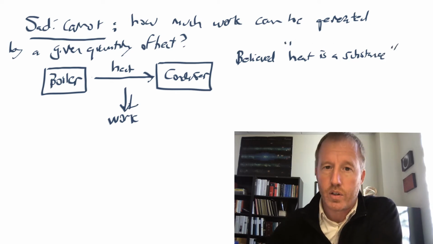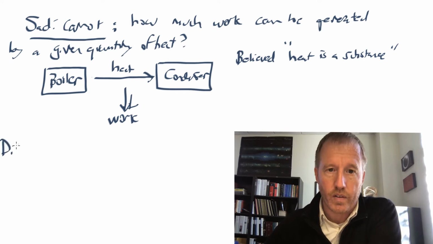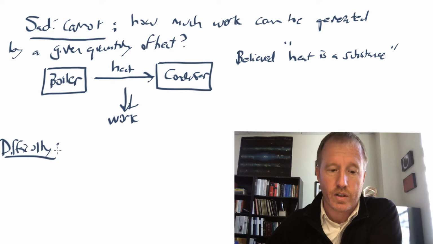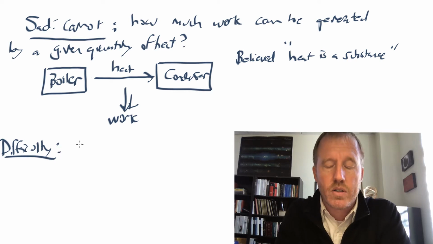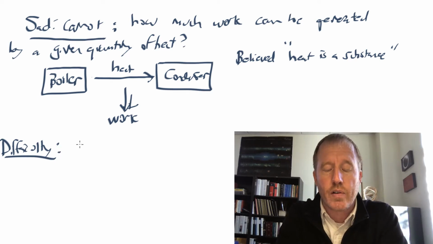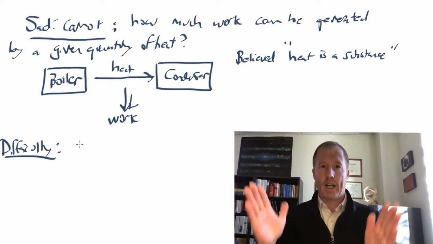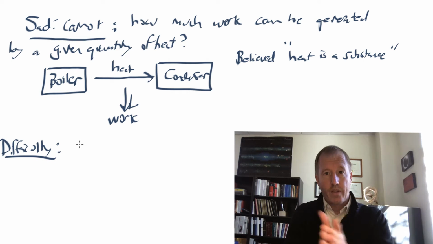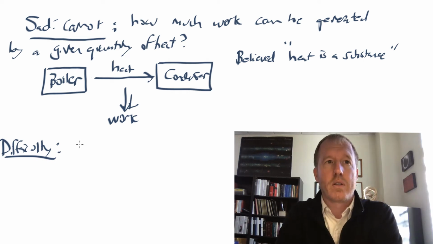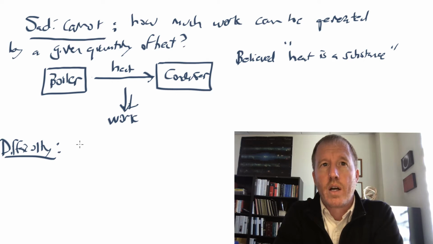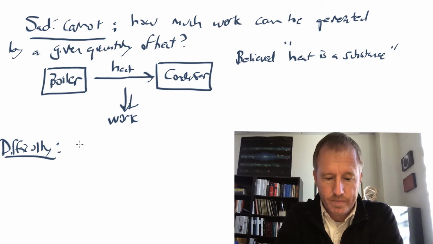Now, here's the difficulty that arises from the caloric theory of heat that did not escape some of the scientists at the time. The difficulty is that it seems that heat can be generated by rubbing things together. You're probably familiar with this. If you take your hands and you rub them together, they get hot, right? So it seems like, from the perspective of caloric theory, the substance of heat would have to be generated by motion, the motion of your hands.